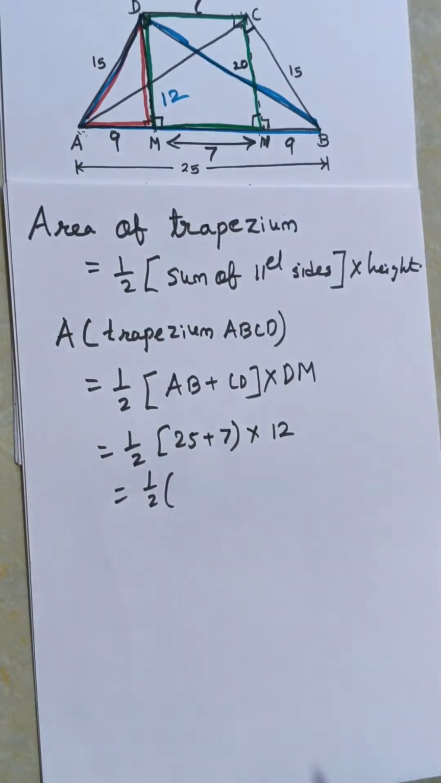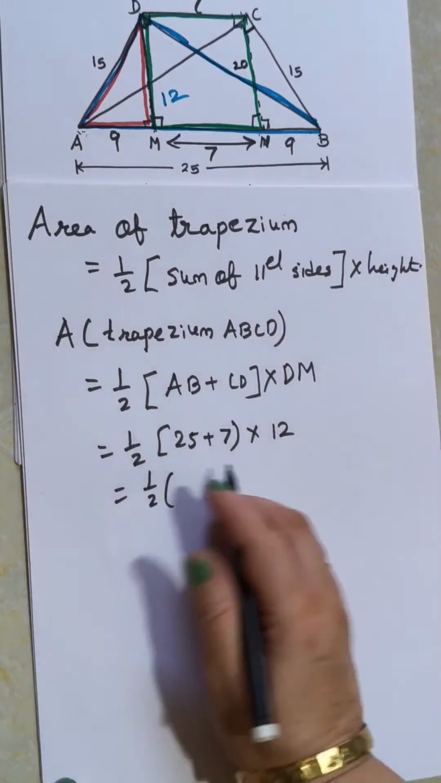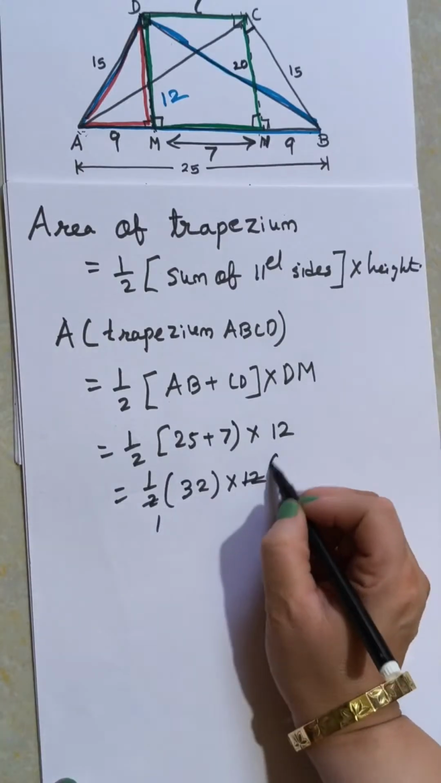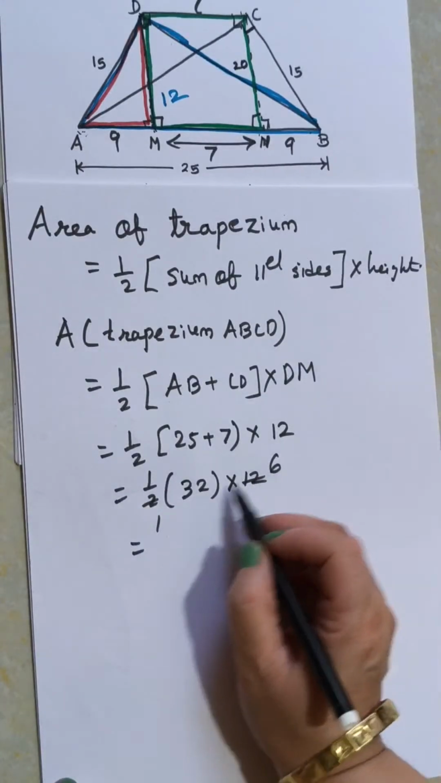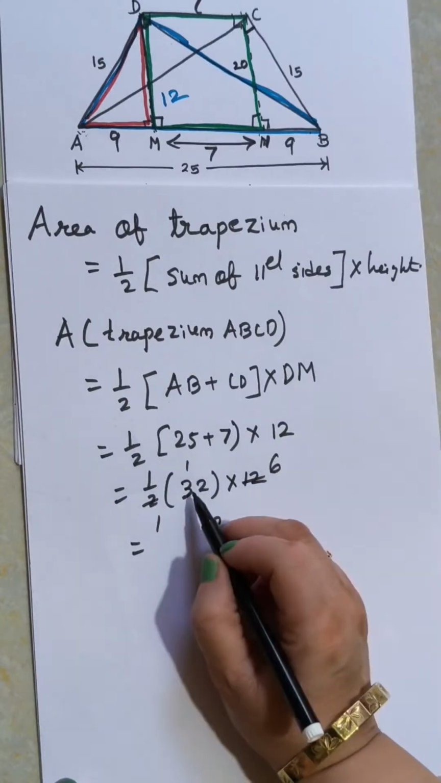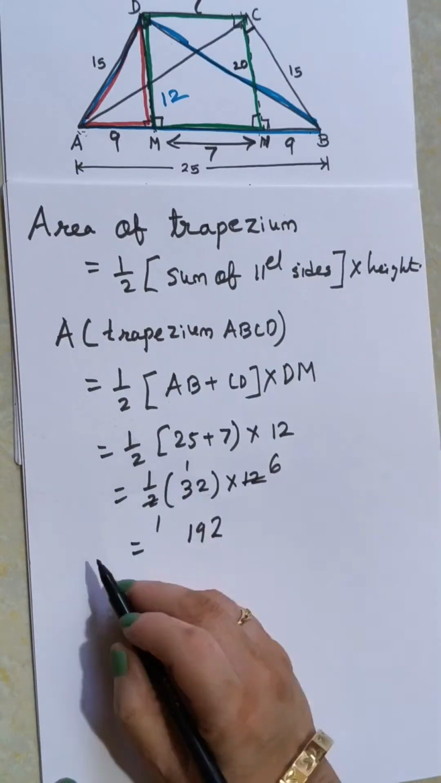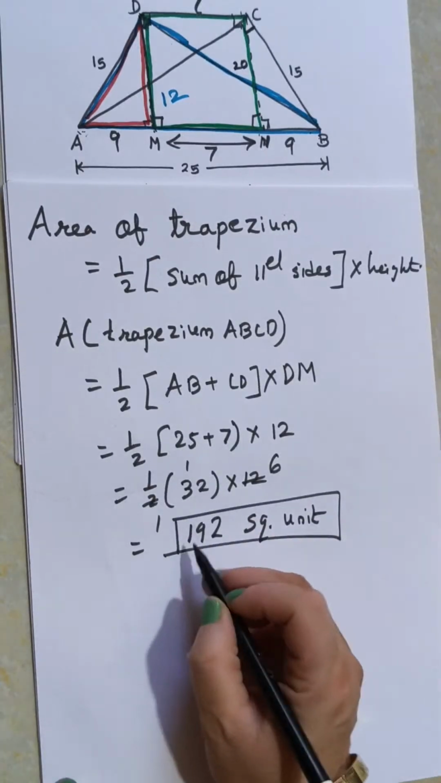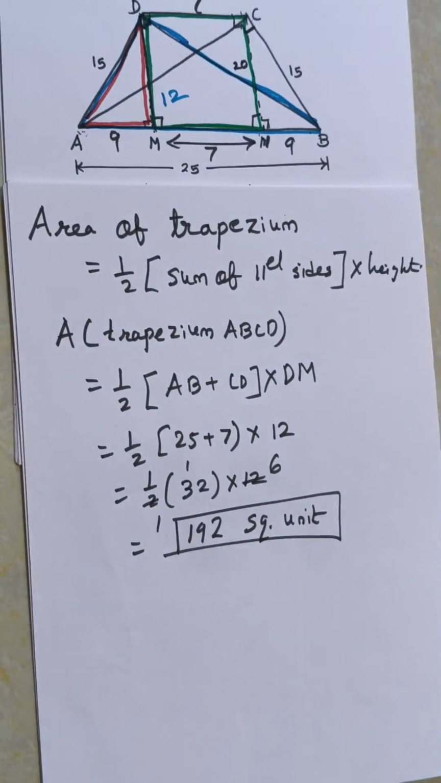So 25 plus 7, how much is it? 25 plus 7 is 32. 32 into 12. Now let us multiply. 6 2s are 12, 1 carry, 6 3s are 18 and 19. And it is an area, so square unit. What will we write? Square unit. So everybody understood this one? Please tell me everyone, did you understand? So we got the answer, that is 192 square units.